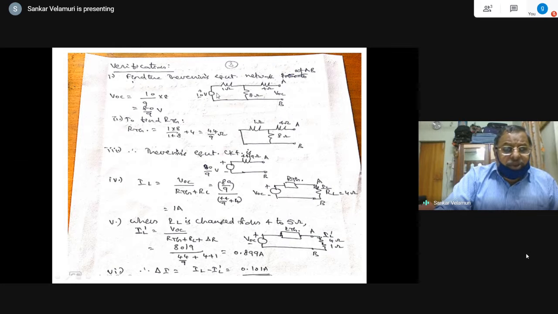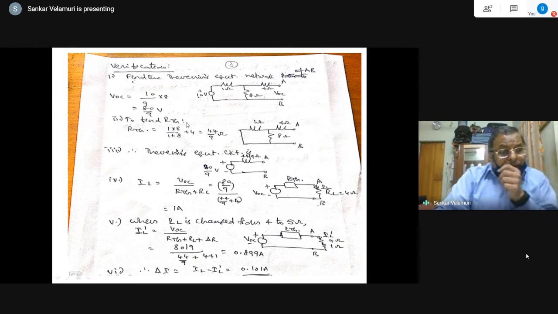The current flowing through this is now 10 by 1 plus 8, which is 9, because there is only one loop here. So the current flowing through the circuit is this, and the voltage across this one, VAB, is equal to the voltage across the 8 ohm resistance. I put 10 by 9 into 8, which is 80 by 9 volts, the open circuit voltage. Remember, it's not the load voltage. Load voltage is 4 volts, which you already obtained.